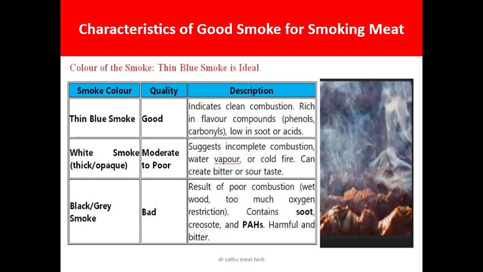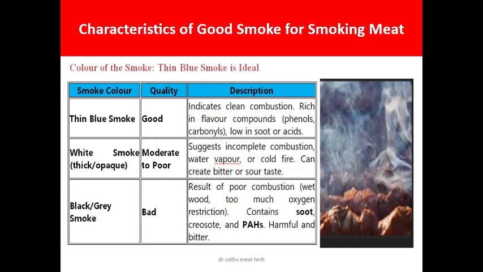Why does it have this incomplete combustion? The water vapor or moisture content in the wood will be more. Normally, the ideal is that 15 to 20% should be the moisture, but here the moisture content may be high. The wood that we are using may not be of good quality. It may be softwood. The problem with this white smoke is that it gives a bitter or sour taste to the product. So it is not that desirable. The best smoke is the thin blue smoke.